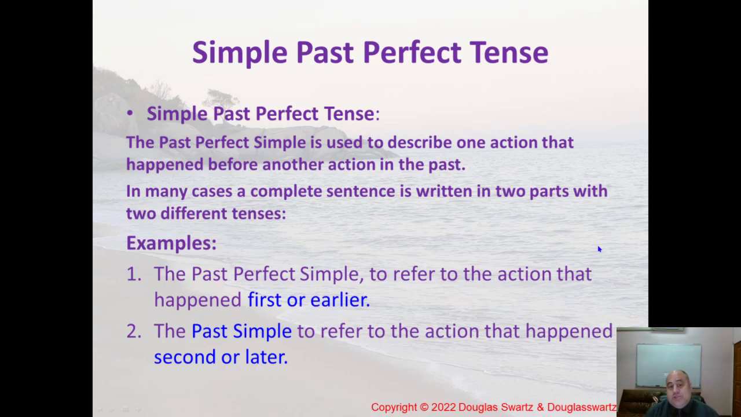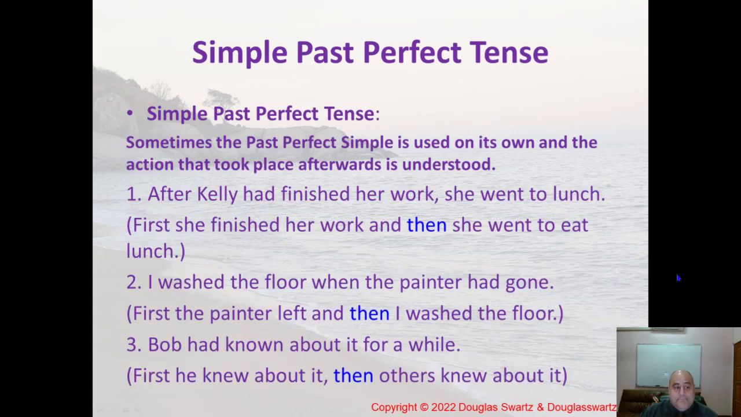The past perfect simple is used to describe one action that happened before another action in the past. In many cases, a complete sentence is written in two parts with two different tenses. For example, the past perfect simple to refer to an action that happened first or earlier, and then you can use the past simple tense to refer to the action that happened second or later. Sometimes the past perfect simple is used on its own, and the action that took place afterwards is understood.